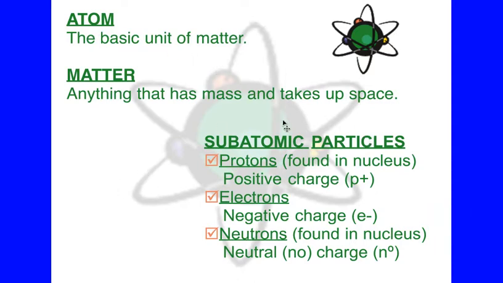So in the nucleus, or the center portion of an atom, we will have protons, which are positive, and neutrons, which are neutral, meaning they have no charge. And then in this outer region, we have what's called the electron cloud, and this is where we find the electrons, which are our negative particles.